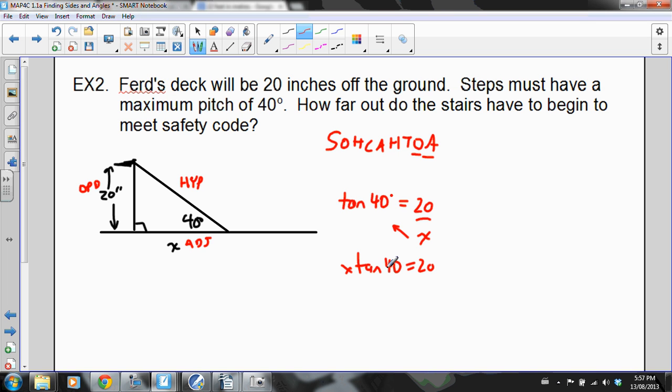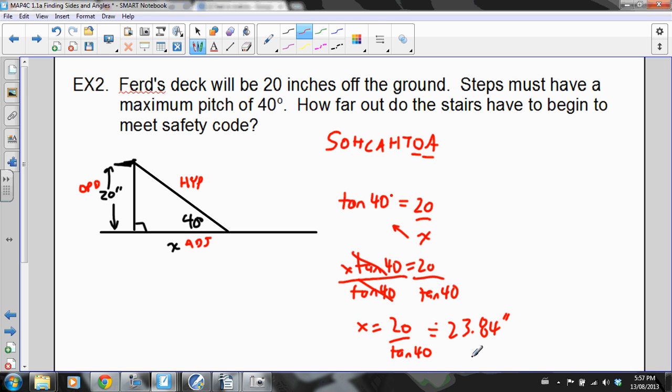Now we could fire that into a calculator and have a decimal, but really we're going to divide by whatever this is, right? So on this side it'll cancel. On this side, that's what we're actually going to put into our calculator. We're going to have x equals 20 divided by tan 40, and you probably wouldn't write that step in. You'd just go 20 divided by tan 40, put that into your calculator, and it's 23.84 inches. 20 divided by tan 40.